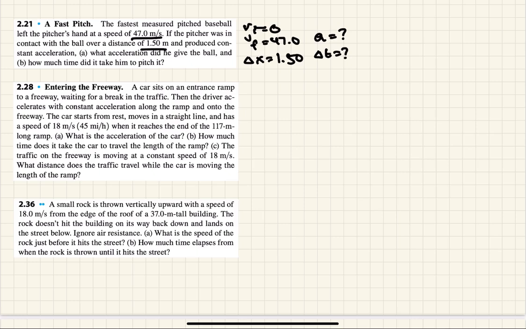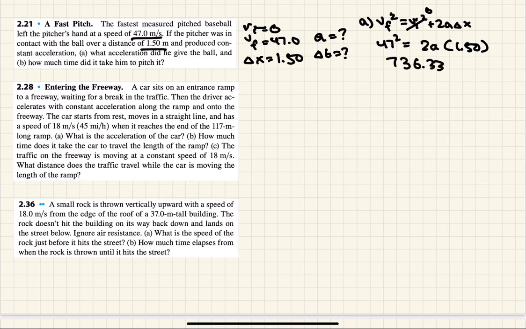And so what equation do we know that doesn't care about time? Well, for part A, that is V final squared is equal to V initial squared plus 2a delta x. So you plug in what you know. Vi is 0. That's nice. 47 squared is equal to 2a times 1.50. So you actually use a calculator. 47 squared over 2 times 1.5 gives you approximately 736.33 meters per second squared as your acceleration when you calculate it.